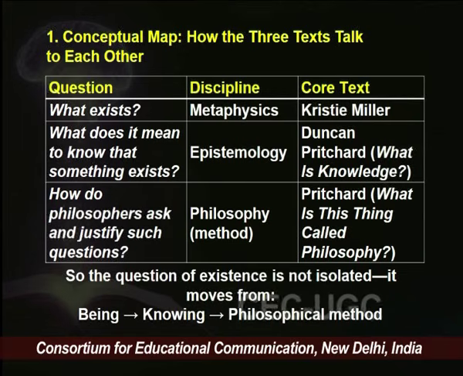The question of what exists: if we talk about the discipline of metaphysics, the core text is Christy Miller. Now, if we talk about what it means to know that something exists, that is clearly the discipline of epistemology, and the core text would be Pritchard's What Is Knowledge. Further, if we talk about how philosophers ask and justify such questions, that is the domain of philosophy as a method, and the core text is What Is This Thing Called Philosophy by Pritchard. So the question of existence is not isolated. It moves from being, metaphysics, to knowing, epistemology, and philosophical method.